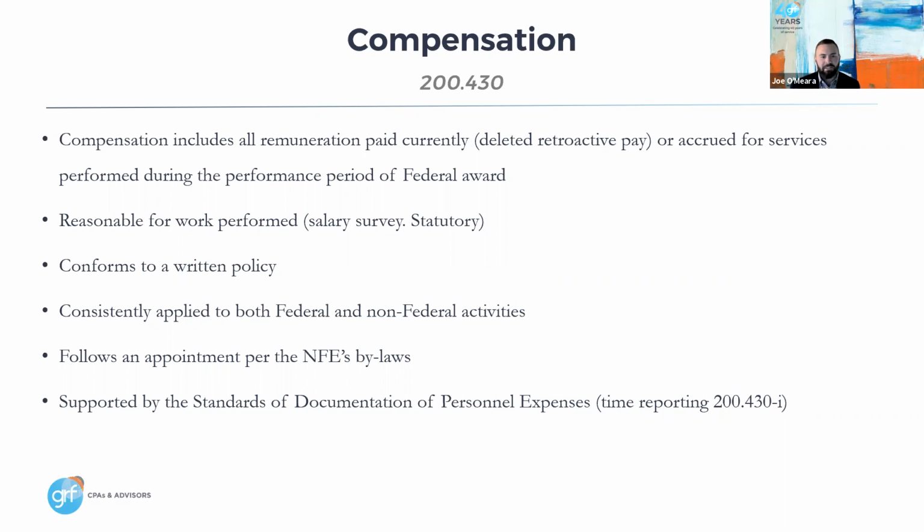So you can use that as a resource tool to go back and look at things. But good news, starting off with the first cost principle, compensation is an allowable cost under 2 CFR 200. It includes everything paid currently or accrued for services performed during the performance period of a federal award. A lot of these cost principles, we're going to talk about the reasonableness and consistency, and compensation definitely fits in that category.